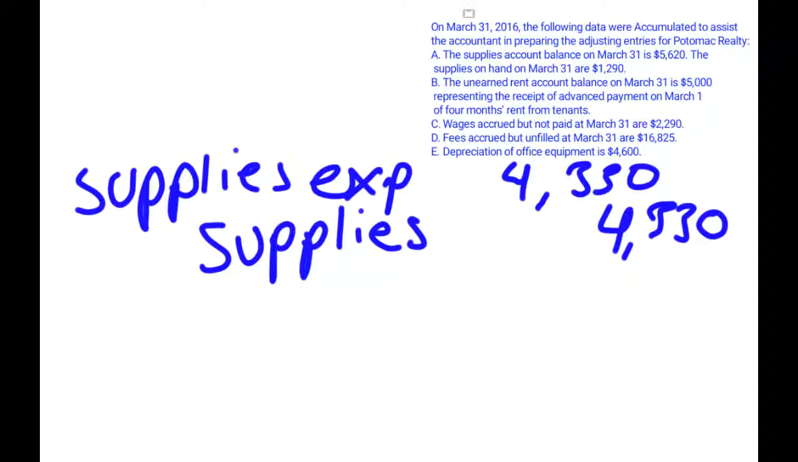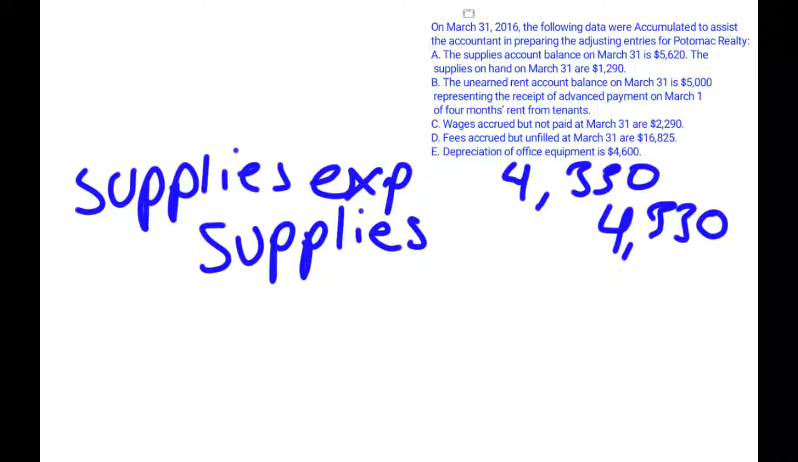$4,330. The unearned rent account balance on March 31st is $5,000, representing the receipt of advance payment on March 1st of 4 months' rent from tenants. So on March 31st, we have a rent account for $5,000, but we've only actually earned $1,250, which is 5,000 divided by 4.